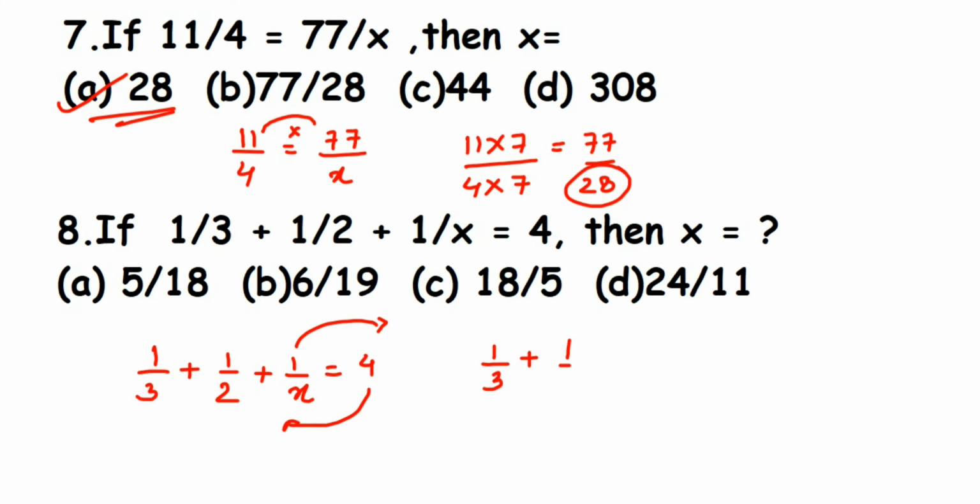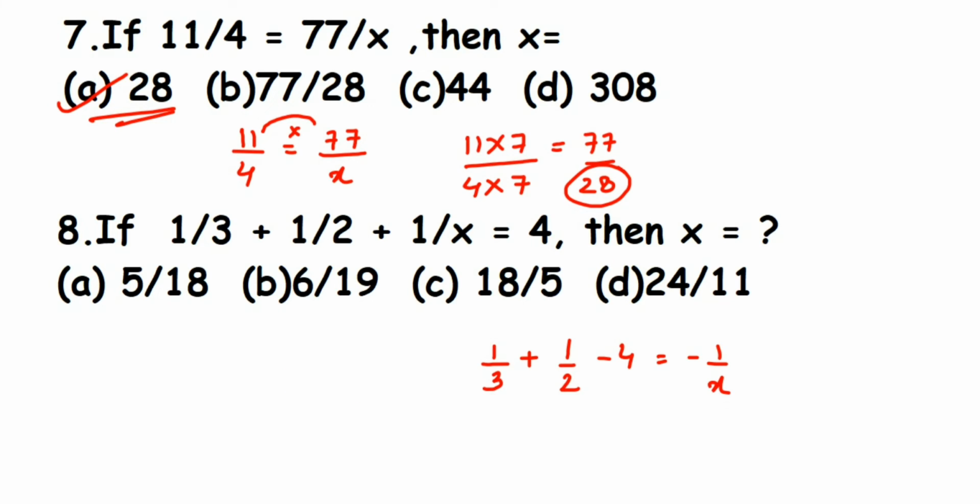It will become negative. So 1 by 3 plus 1 by 2. When you bring 4 here, it will become minus 4. And when you take 1 by x to that side, it will become minus 1 by x. Now we're going to add and subtract these numbers.